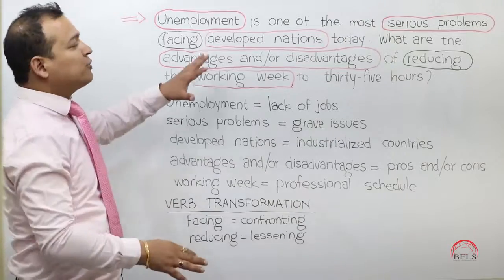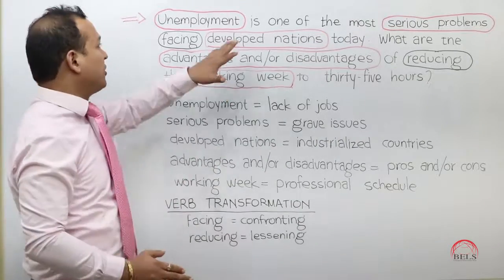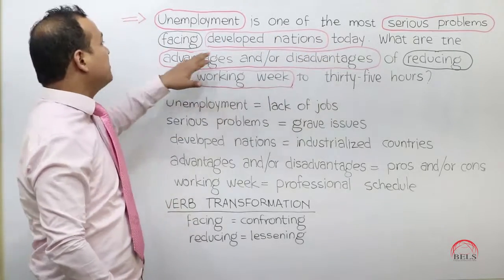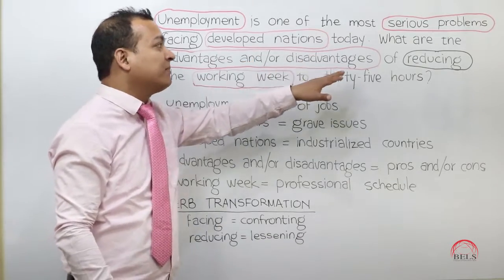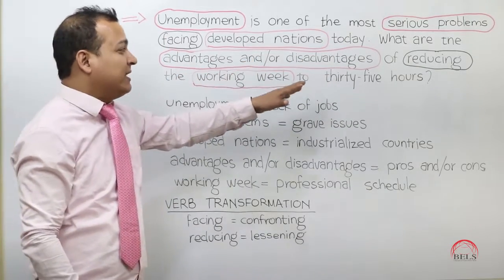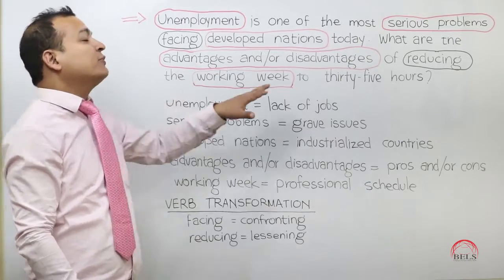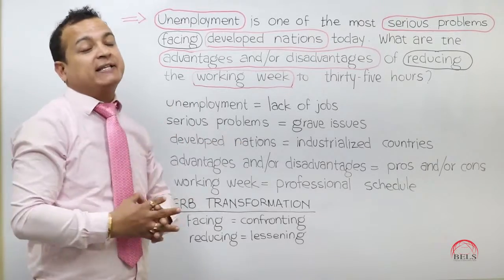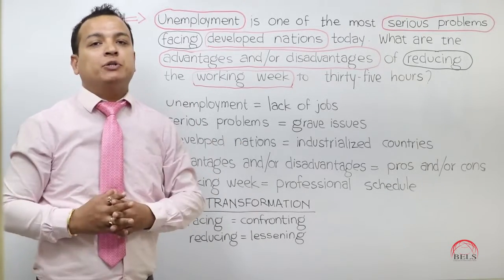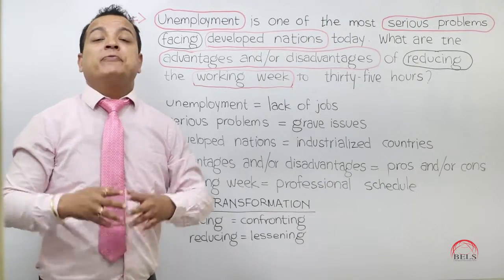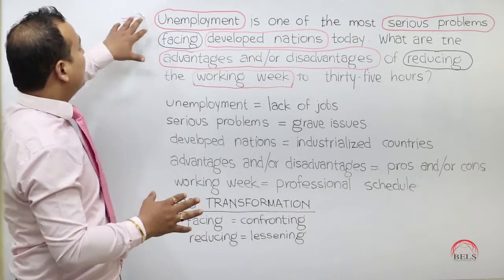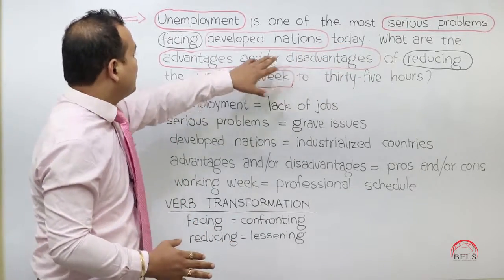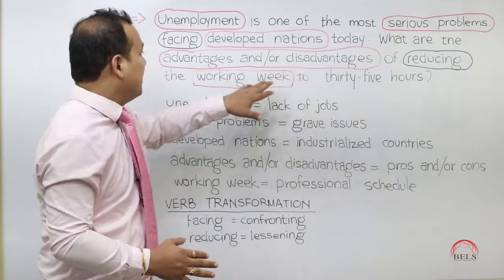I'm going to tell you how to use the UVS formula in this question. The question here is, unemployment is one of the most serious problems facing developed nations today. What are the advantages and disadvantages of reducing the working week to 35 hours? You can clearly see that this is an advantages and disadvantages based essay. So what we are going to do now, first we are using the U formula, that is use of synonyms. So we are going to circle the important words: unemployment, serious problems, developed nations, advantages and disadvantages, working week.